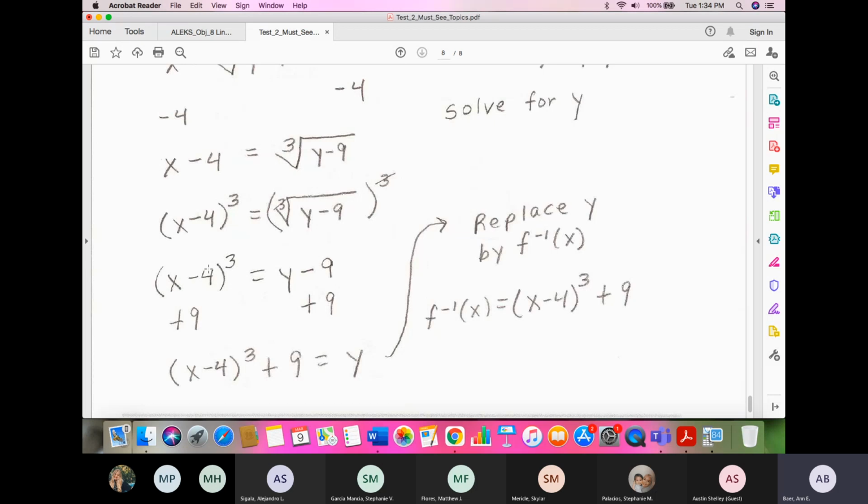So what do we have? We're just going to copy this over. Cubing undoes cube rooting. So all we get left after that is just what's inside the root, which is y minus 9.